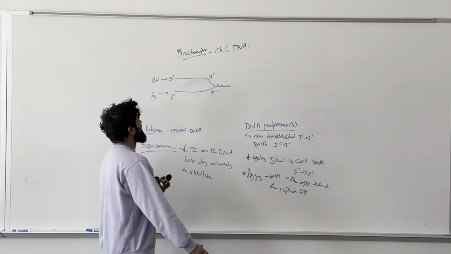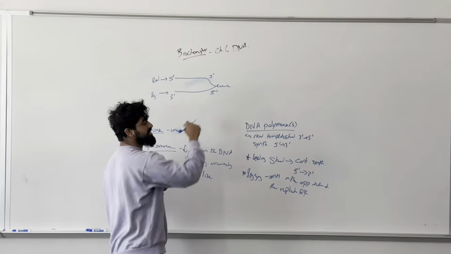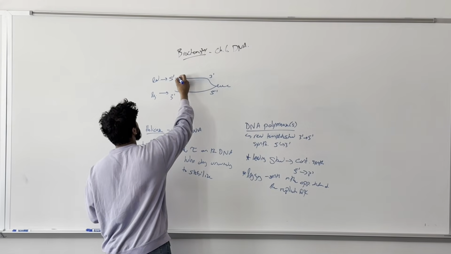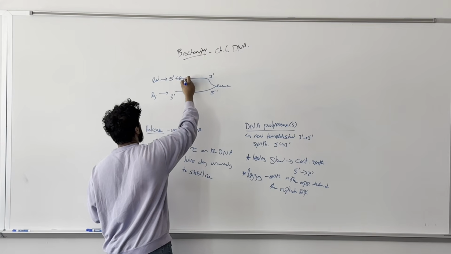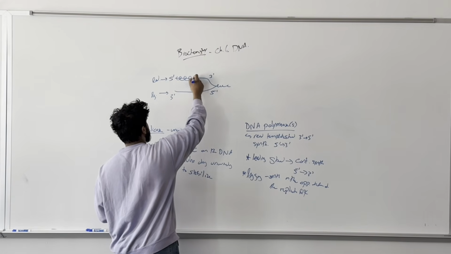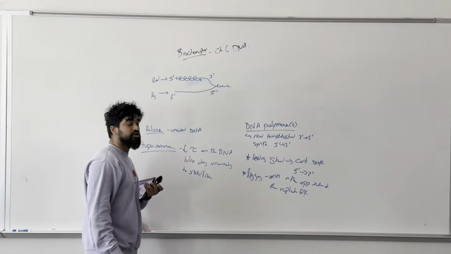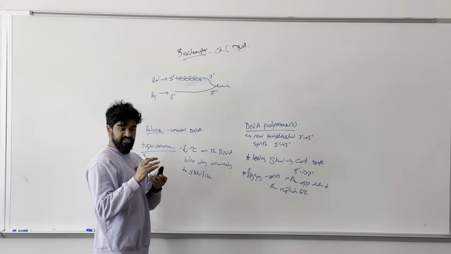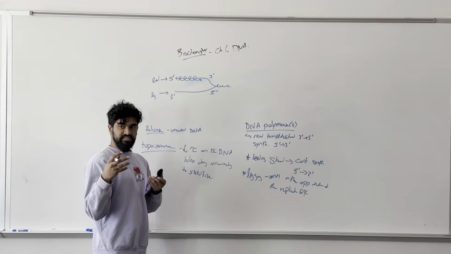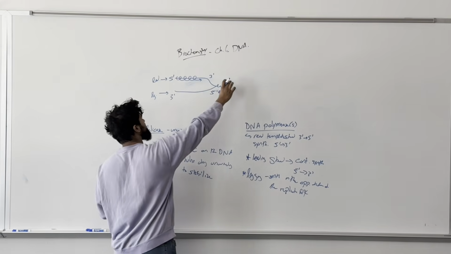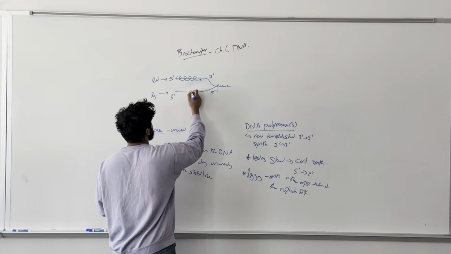It's going to continue to unwind going that way. And what's going to happen is that DNA polymerases are going to produce DNA in this direction, 5' to 3', towards the replication fork. So as the replication fork opens and more of the DNA gets exposed, you get more building in that direction.